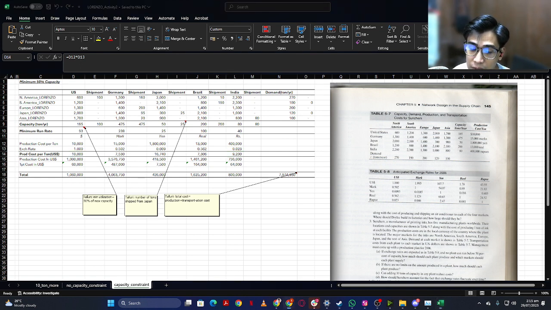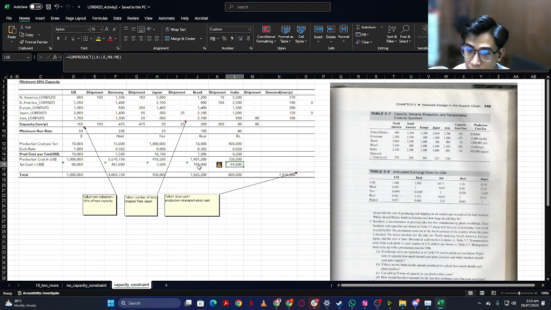All right, so for the total production cost, we have to multiply each plant's cost per ton in USD by the number of tons they produce to get the total cost in dollars. So that's $60,000. And then for Germany, that is $487,000. And then for Japan, that's $7,500. For Brazil, we do have $164,000. And then for India, we have $64,000.